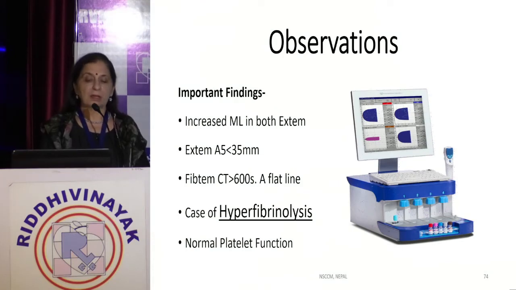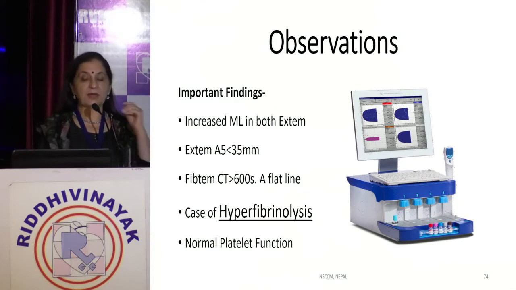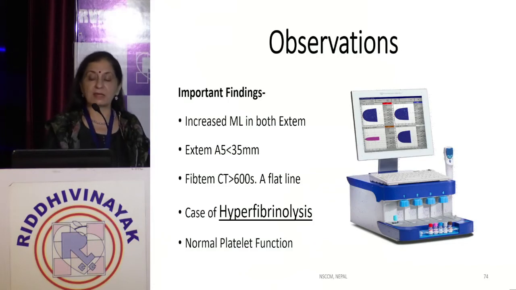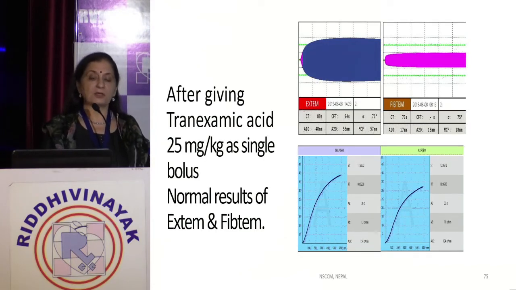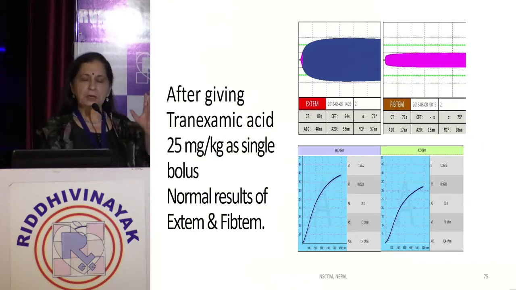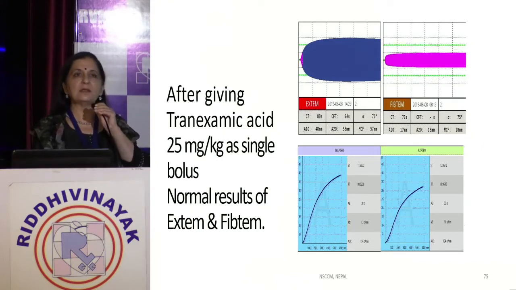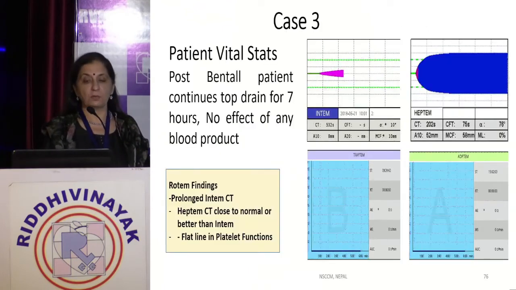So ROTEM, maintaining EXTEM A5 less than 35 and FIBTEM CT more than 600 seconds is what we found to give us hyperfibrinolysis. We see this very less, but once seen, it should be managed only with tranexamic acid in a very large dose. Normal dose of tranexamic acid is 10 milligram per kg body weight, but we can make it 25 milligram also.